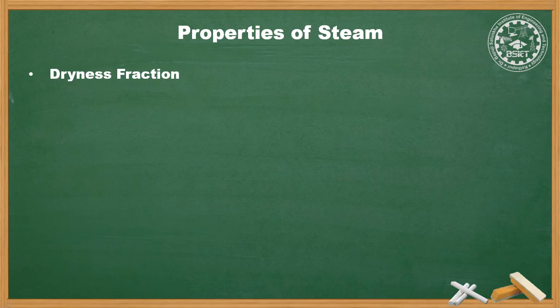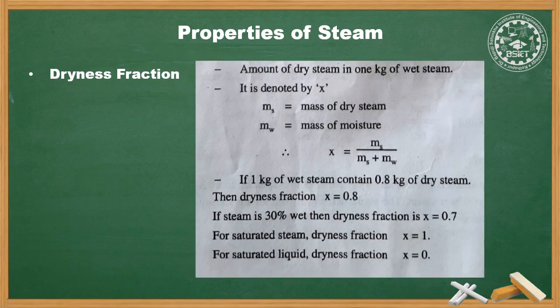Wet steam contains some moisture, thus the dryness fraction is defined as the indication regarding the dryness of the steam, or the amount of dry steam in 1 kg of wet steam. It is denoted by X. X is equal to Ms upon Ms plus Mw, where Ms is the mass of dry steam, whereas Mw is the mass of moisture present in the steam.